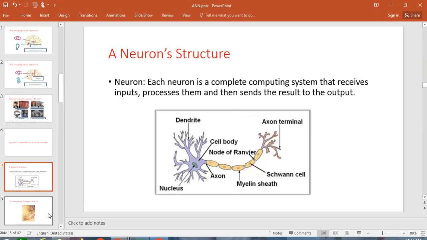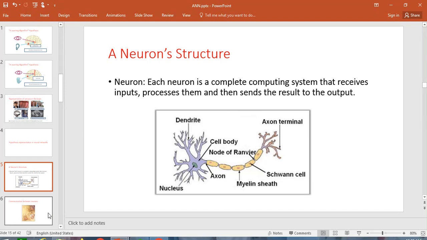Our brain is made up of 100 billion neurons. Each neuron is a simple computer in itself, and there is a network of these neurons. The input of each neuron is the output of other neurons. On average, each neuron in the brain is connected with 10,000 to 50,000 other neurons. And the received signals are collected in the nucleus of the neuron.